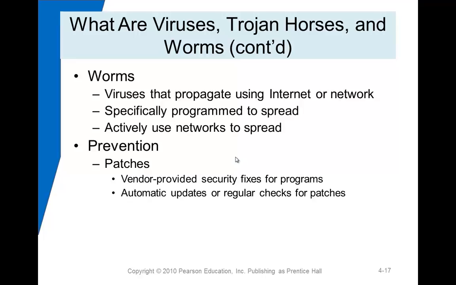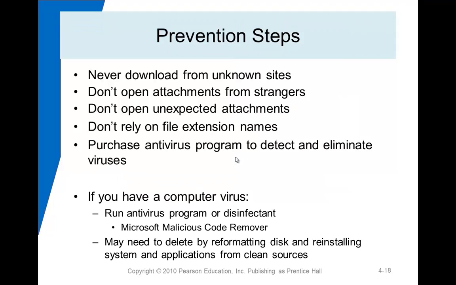To protect yourself from worms and viruses and Trojan horses, you want to make sure that you have some kind of antivirus. You want to make sure that you're doing Windows updates or Mac updates, that you're regularly checking your programs for patches. You don't want to download files from unknown sites. You don't want to open attachments from strangers. And you want to stay away from files that have been known to be problematic, like zip files and other things that often, if you click to open, you don't know what's inside that file until after you've opened it.